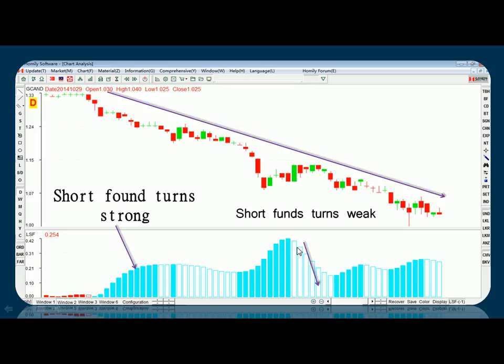From here, with the solid bar change to the hollow bar, that means the short-term fund tends weak. But here you can see the solid red blue bar getting longer and longer. That means short-term fund tends to increase.